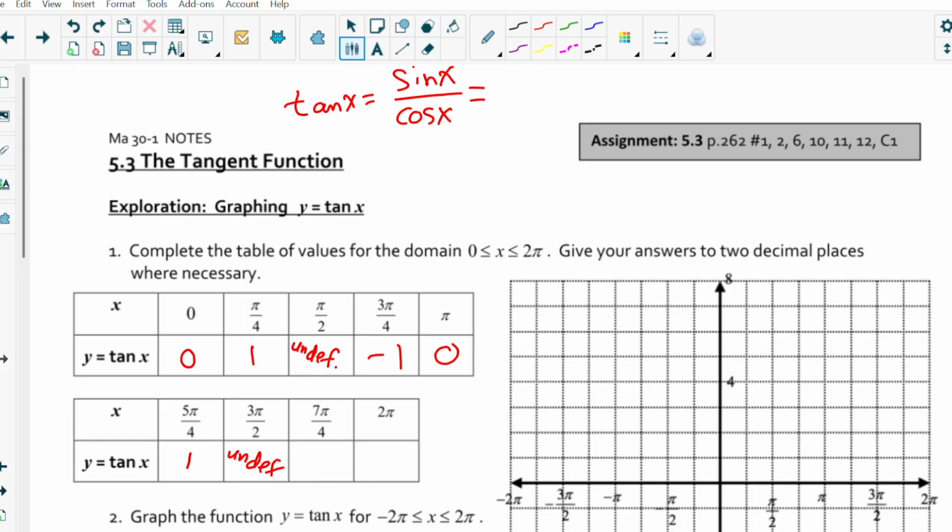7 pi over 4, making my way around the circle, is in quadrant 4. So the sine value there is negative square root of 2 over 2, and the cosine value is positive square root of 2 over 2, and that is negative 1. And then at 2 pi, we're back to where we started at 0. Tangent of 2 pi equals 0. Okay.